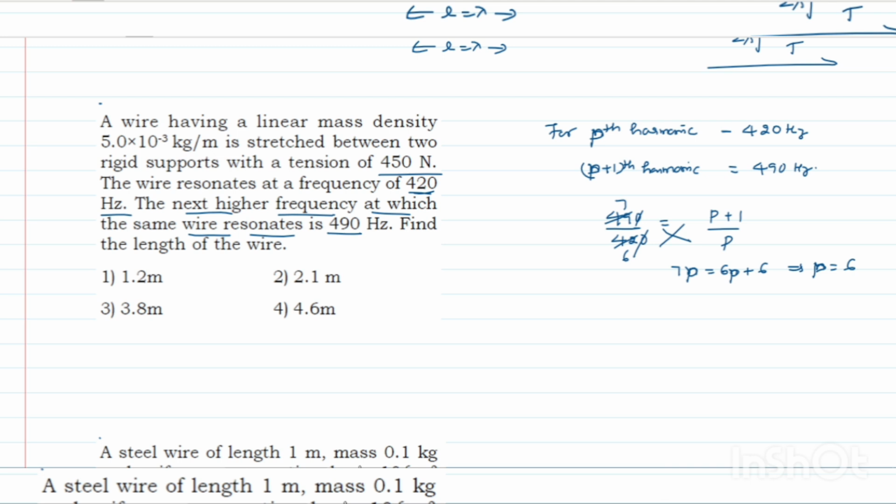So the frequency for 6 loops is F equal to 6 by 2L into root over T by mu. And here this frequency is given as 420, since the wire resonates at a frequency of 420 Hz initially. So 420 equals 6 by 2L into root over T, the tension, which is given as 450 newtons, by the linear mass density, mass per unit length, 5 into 10 power minus 3.